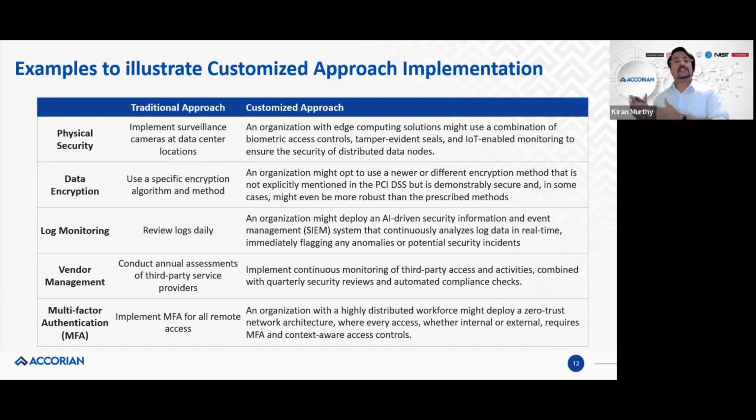One important thing in the customized approach is that all customized controls and the related documents must be supported by an adequate risk assessment activity. This is where I was telling you in the first slide that it has a targeted risk assessment. So whenever you're using a customized control, make sure you have adequate risk assessment activity. This activity should determine that the level of protection achieved is at least equivalent to using the standard defined implementation. In the meantime, whatever you define, the documentation describing the customized implementation for each requirement, you need to provide to the QSA as well.